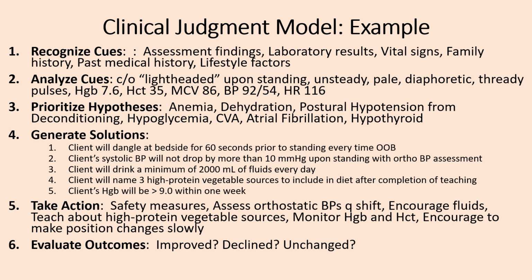Her hemoglobin was low at 7.6. Hematocrit was low at 35. Her MCV was normal at 86. So it's going to be one of our causes of having a normocytic anemia. Her blood pressure was low at 92/54 with a rapid heart rate of 116, and it was regular, which would be important to note as well.